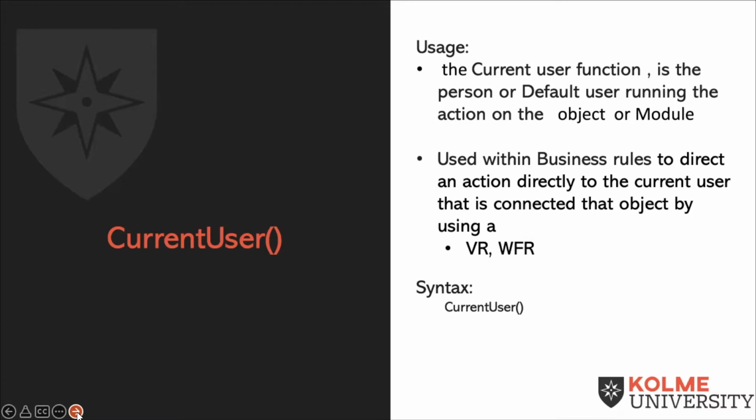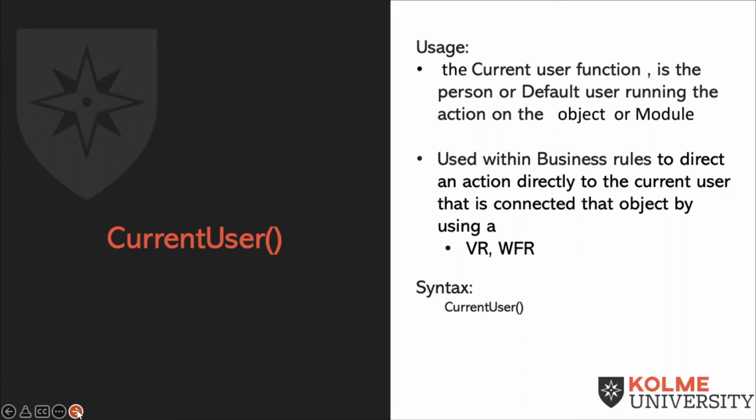Right. When you use the CurrentUser function, it returns a user identifier for the user object. Yes, it does indeed. And of course, it can be used within business rules, within Clarizen, to direct an action directly to the current user that is connected to the object by using a validation rule or workflow rule. All right. Can you show us how it works?